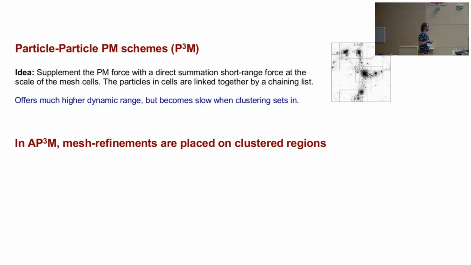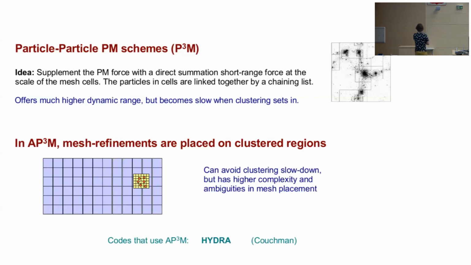Although it was used with success already in the 90s to get nice high resolution simulations. You can improve this a bit by using something called adaptive mesh refinement placed on the clustered regions. The idea is that you use the particle mesh on large scales, and then you have some criterion. Let's say, if I have more than 8 particles in a cell, I'm in a clustered region, so I better put a finer, smaller mesh around this region. This allowed me to go inside and compute forces on a smaller number of particles.